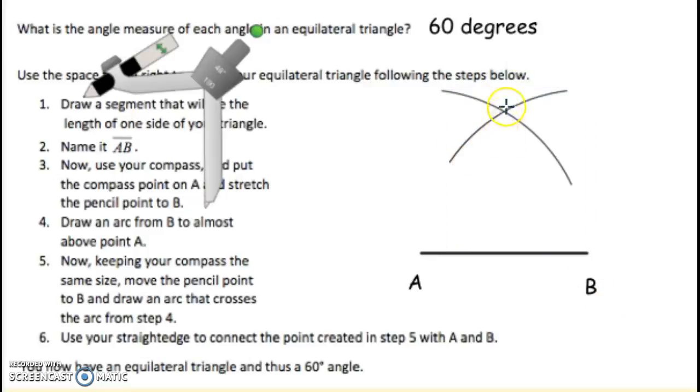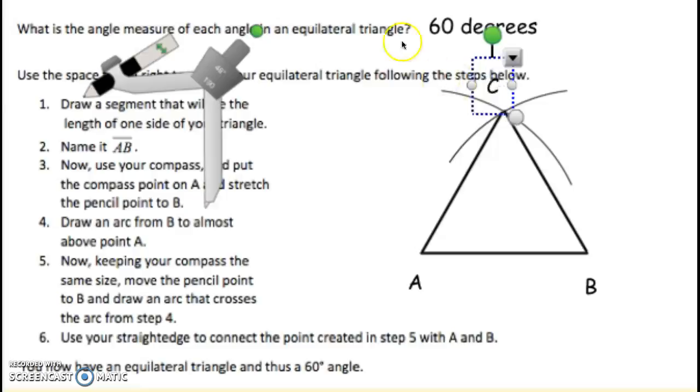So what I need to do now is construct the connection between A and that point and between B and that point. I'm going to name that point C. And that is going to be an equilateral triangle. And remember that in an equilateral triangle, each of those angles is 60 degrees.